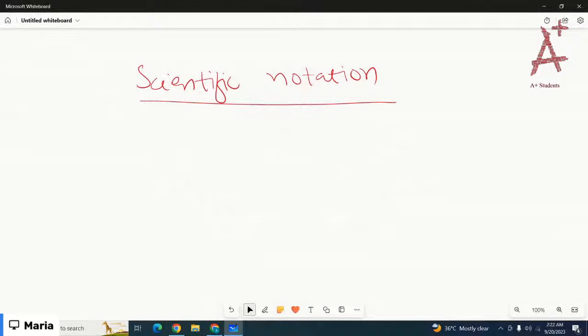Okay, so what is scientific notation? What do you know about scientific notation? You can write down in the chat box. Scientific notation is actually another way to express numbers, right? You can express very large and very small numbers using scientific notation, right?